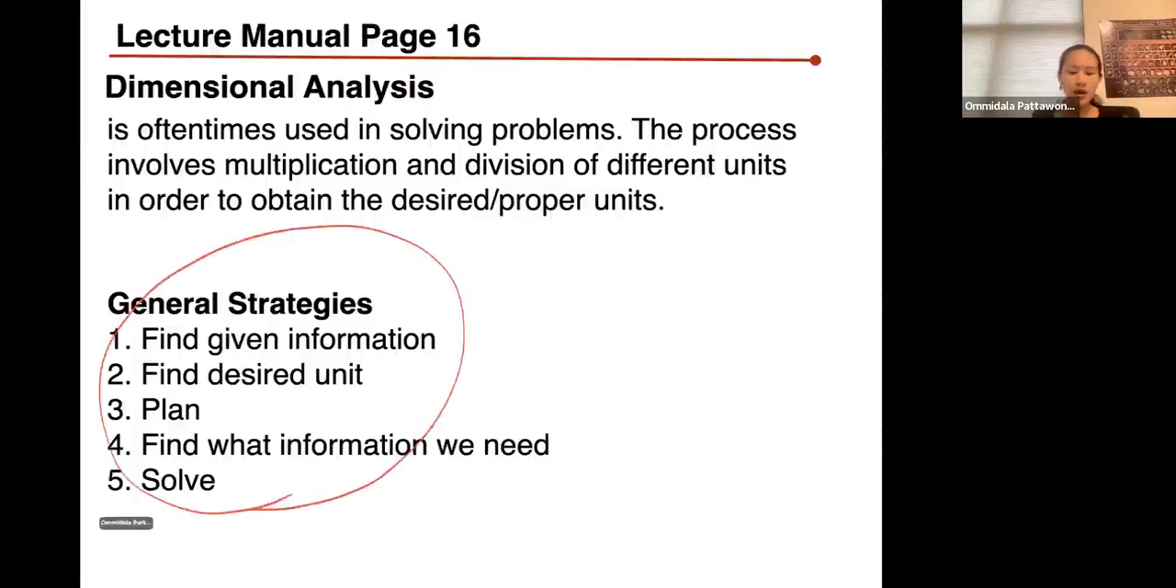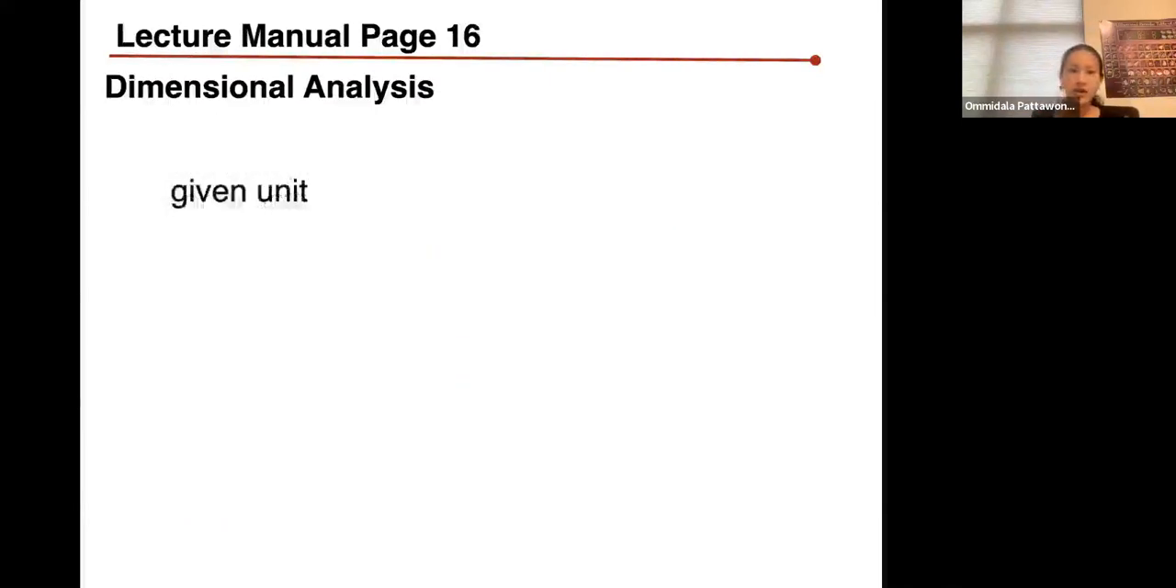Okay, so I'm going to walk you through how to find the given information, how to figure out which one is the desired unit, and then we are going to plan it out in order to achieve the final answer or the proper unit. When you use dimensional analysis in unit conversion, this is the form that I would like you to follow. Okay, so I would like you to follow the factor label form, which is what I'm going to show you.